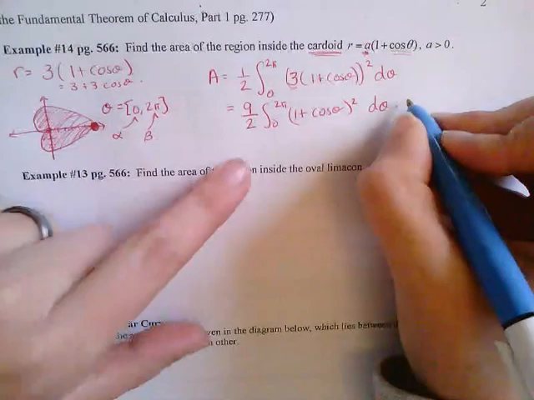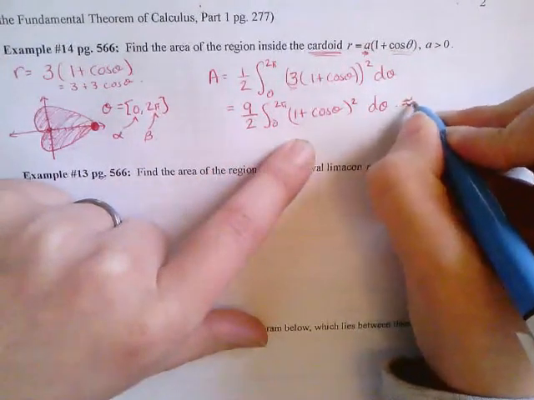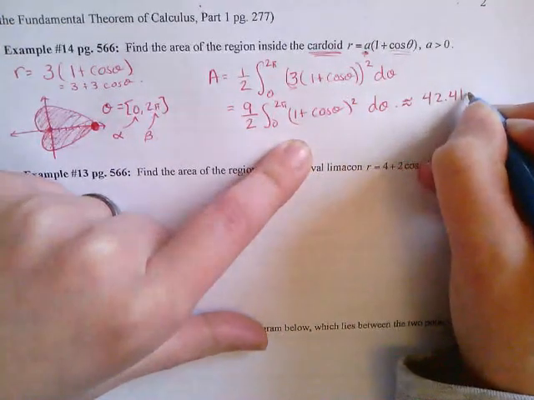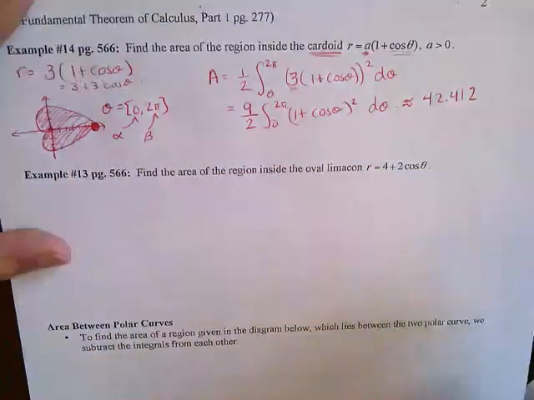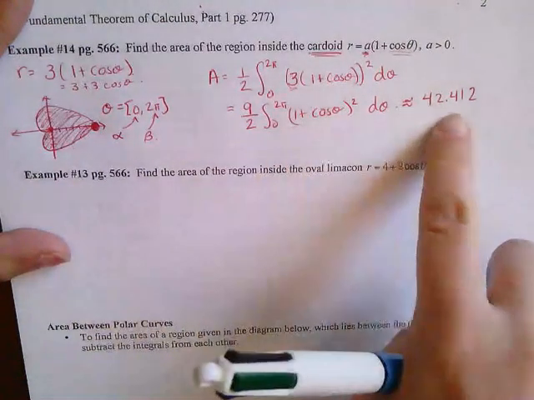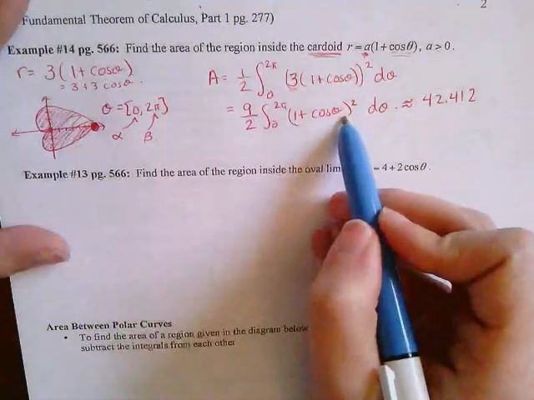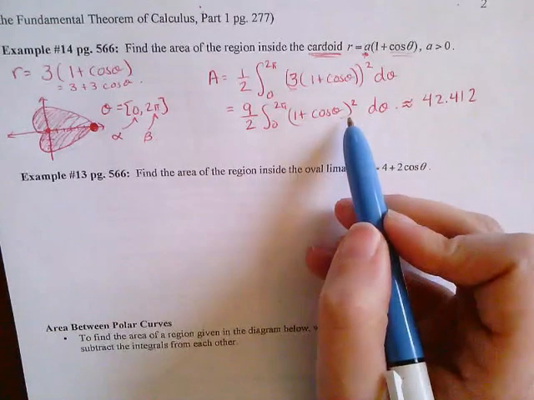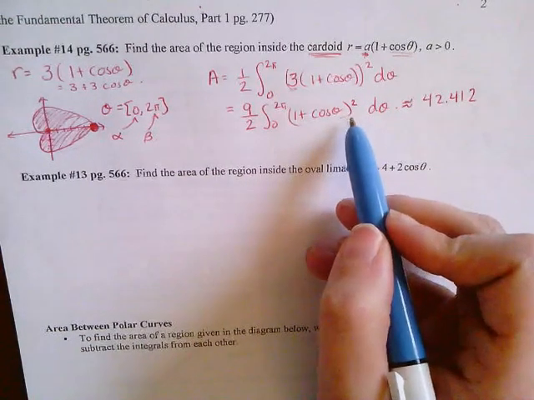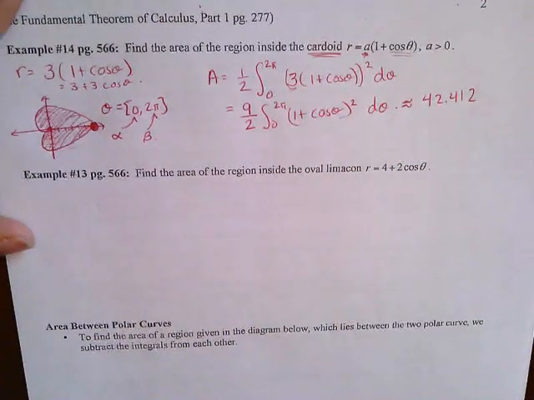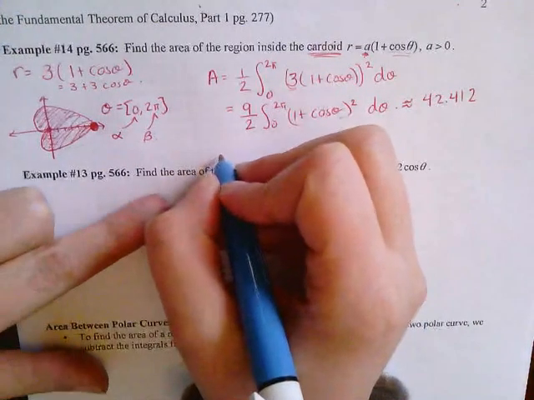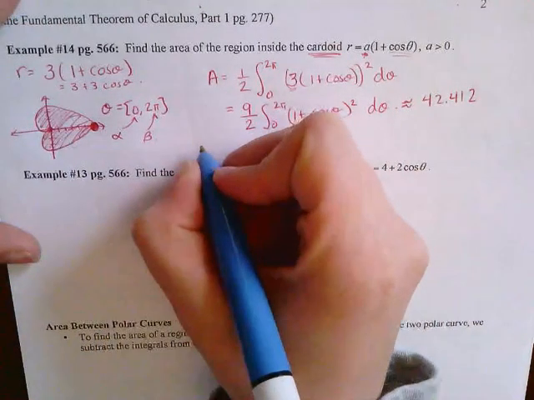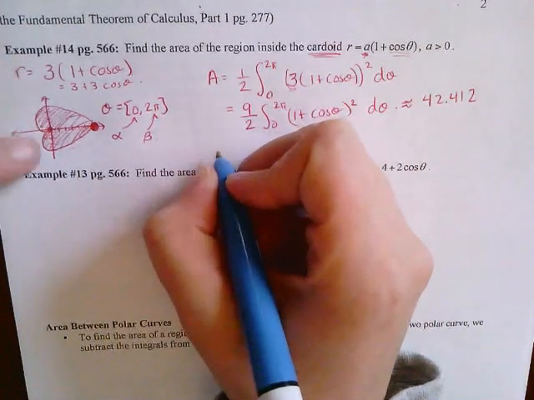Now you can use the calculator and you get the approximation 42.412 units squared for the area, and if not, then you can use U substitution to integrate this, and you can still do this by hand. So this is not a calculator based problem, but just for time's sake in the video I'm making it that way. Now keep in mind that most polar equations are symmetrical, correct?